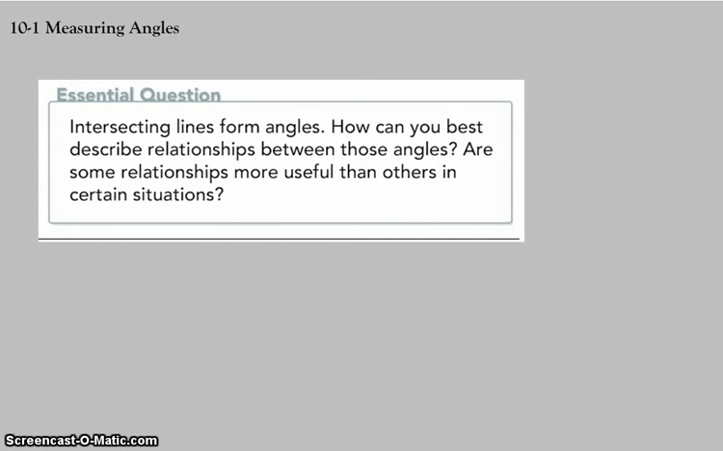Today we're going to start one of my favorite topics, which is geometry. We're going to start with measuring angles.